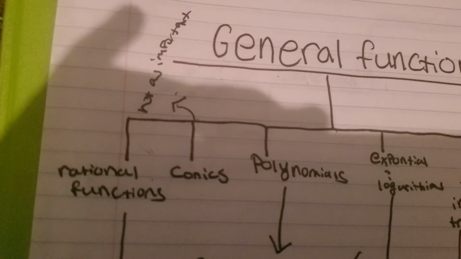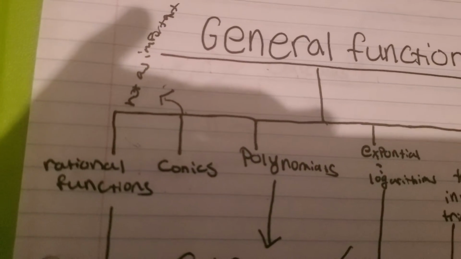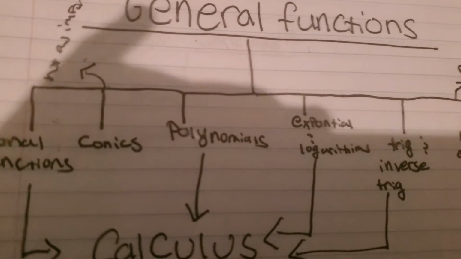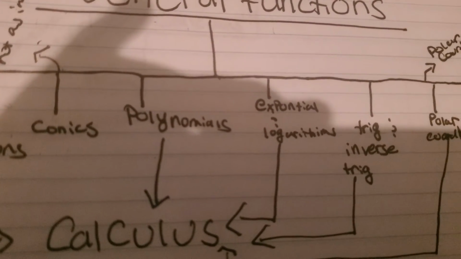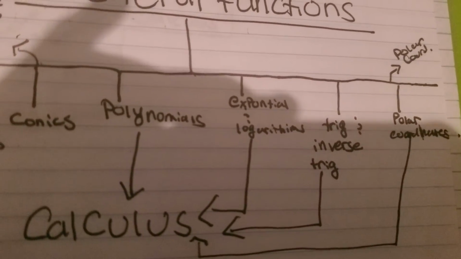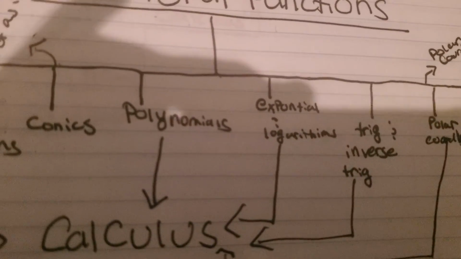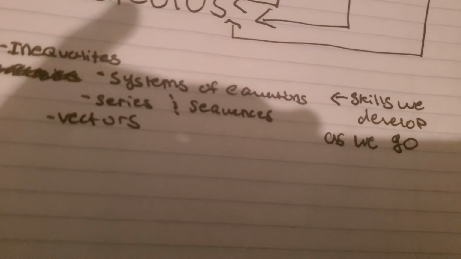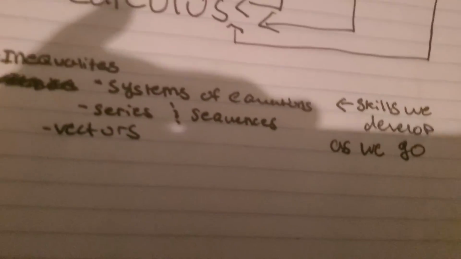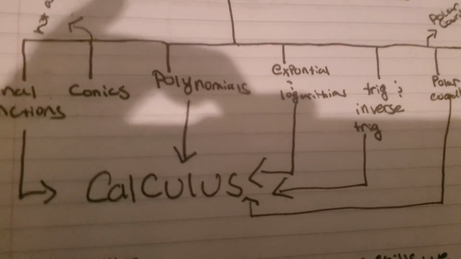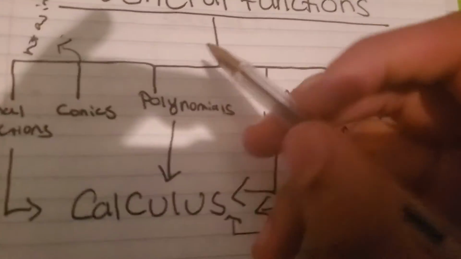Conics, which we talk about, but they're not as important until vector calculus. Polynomials, exponential and logarithmic functions, inverse trig and regular trigonometric functions, and also polar coordinates, which are also really essential for vector calculus as well. And of course we talk about other skills that are down here: systems of equations, series and sequences, vectors, and inequalities. We need all of these to develop into one big branch of calculus. All these skills come together to form calculus.